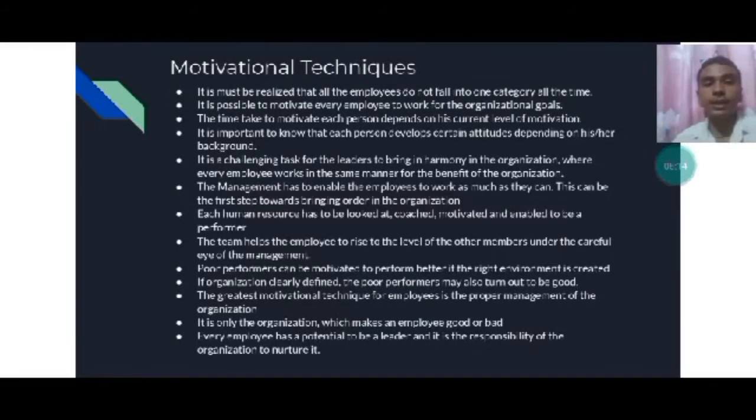These are motivational techniques. It must be realized that all the employees do not fall into one category all the time. It is possible to motivate every employee to work for the organizational goal. The time taken to motivate each person depends on his current level of motivation.